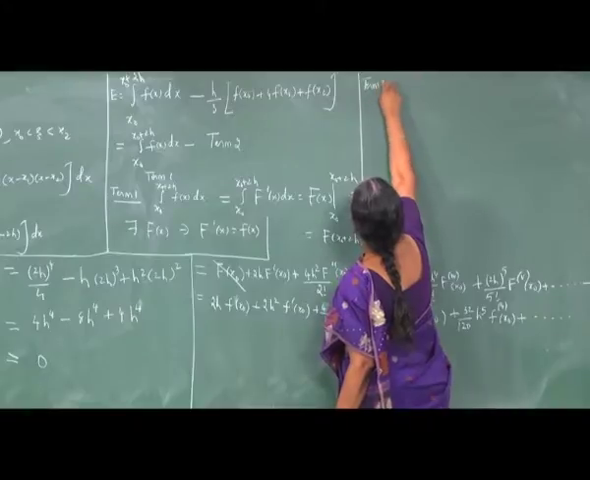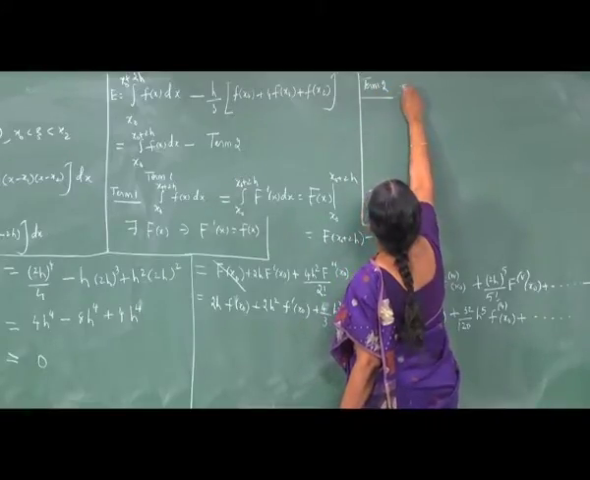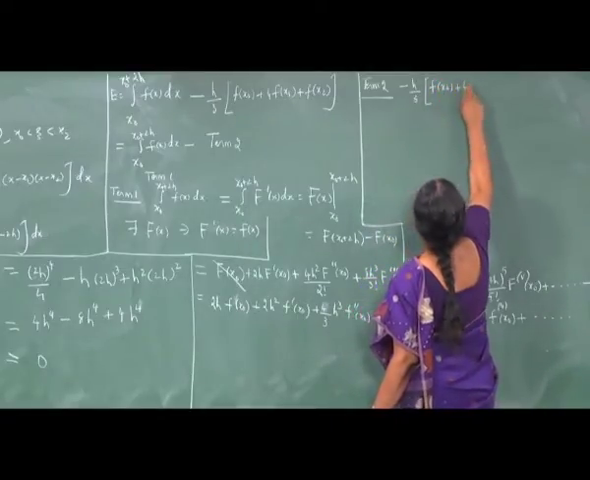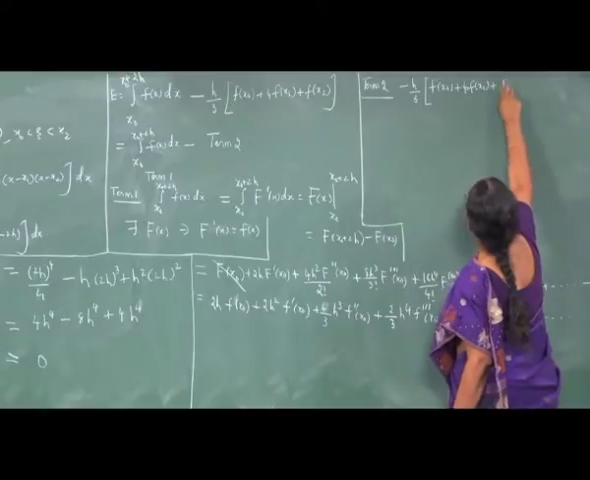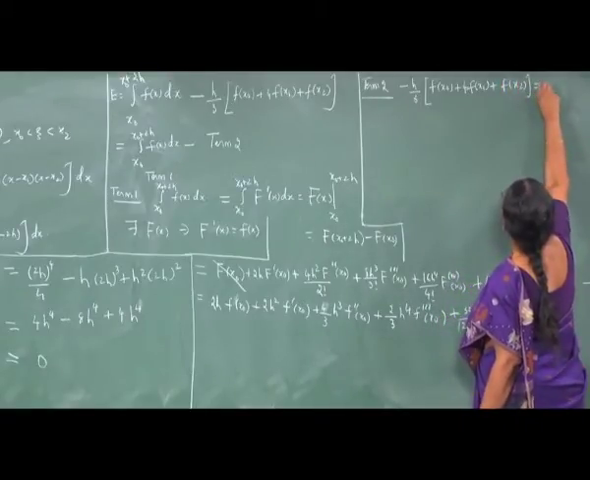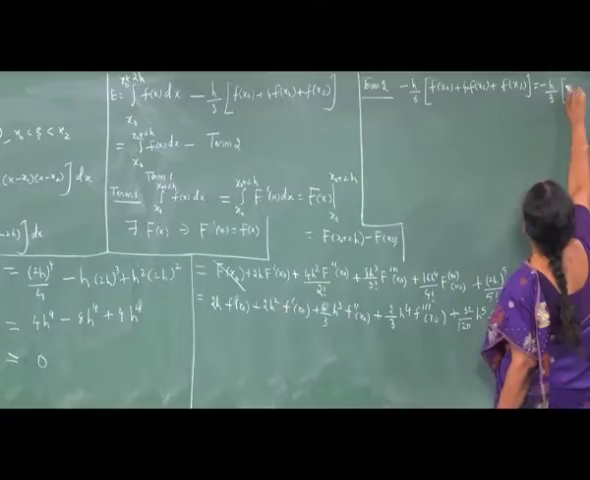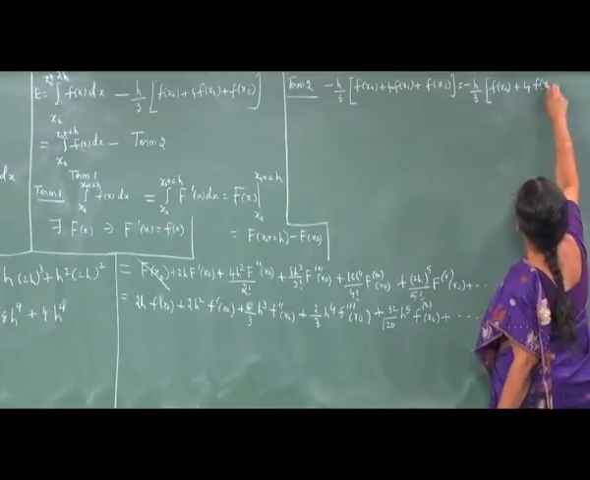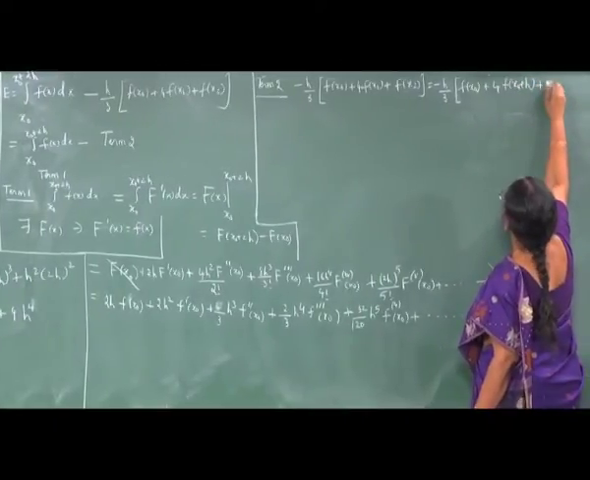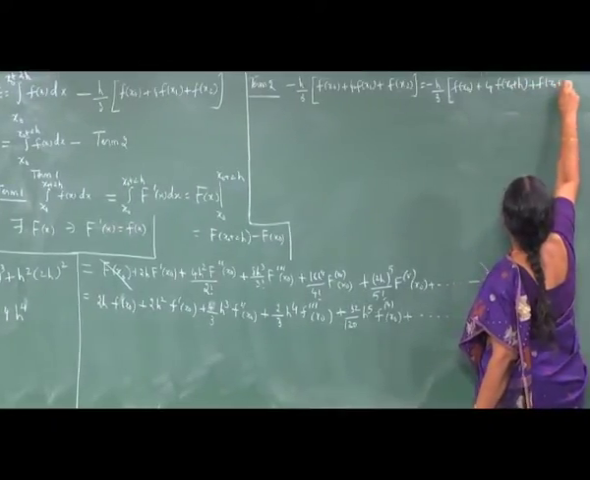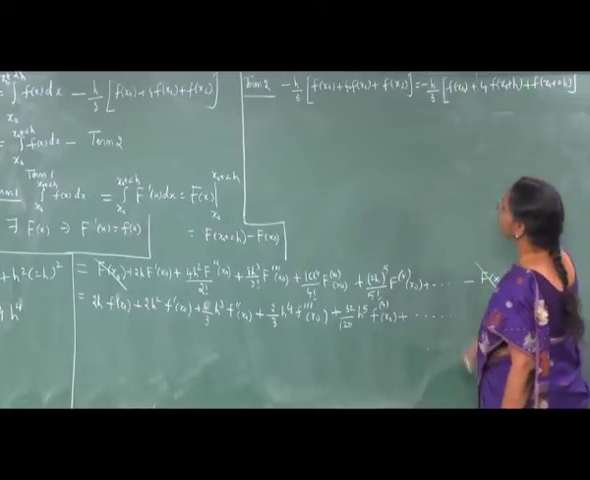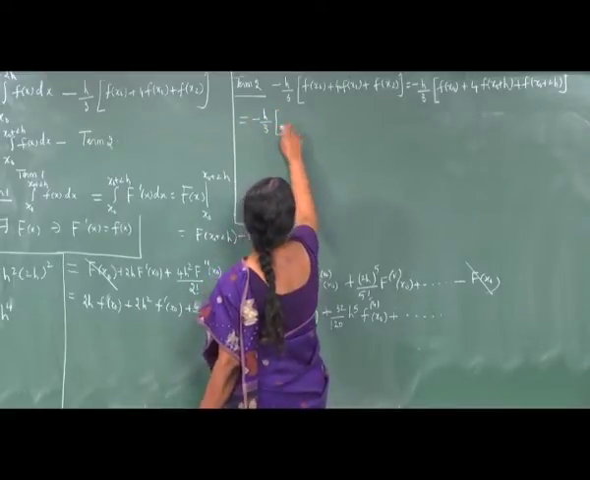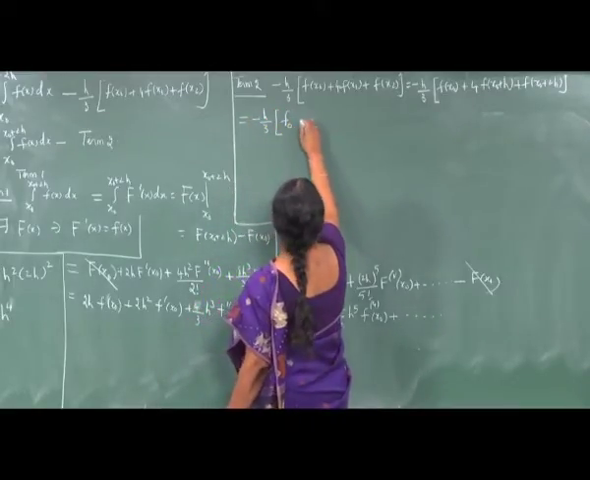So, term 2 is minus h by 3 into f of x0 plus 4 times f of x1 plus f of x2, which is minus h by 3 into f of x0 plus 4 times f of x1, that is x0 plus h, plus f of x2, that is x0 plus 2h. So, I shall use the following notation. Namely, I shall write f of x0 as f0.